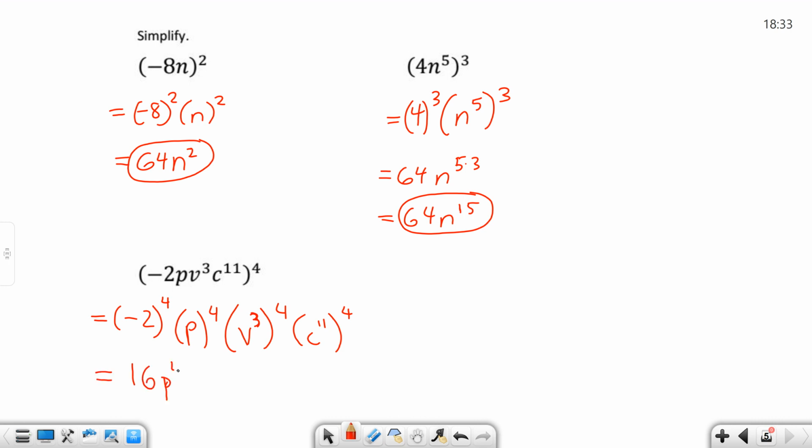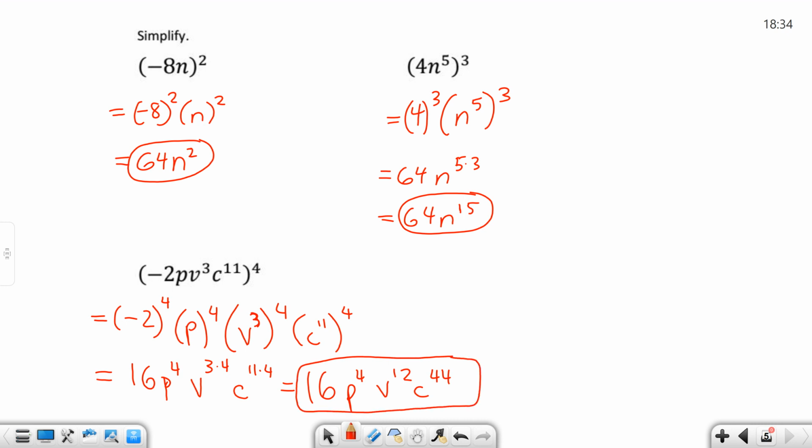And then we get p to the 4th. Then we get v, and this is going to be what? 3 times 4, and c to the 11 times 4. So then the only thing I need to do is simplify that and that, right? 3 times 4 is 12, and 11 times 4 is 44, right? So we're going to come out here, 16, p to the 4th, v to the 12th, c to the 44th, and that is our final answer there, all right? So 16, p to the 4th, v to the 12th, c to the 44th. All right, so I hope this helps with raising a power to a power.